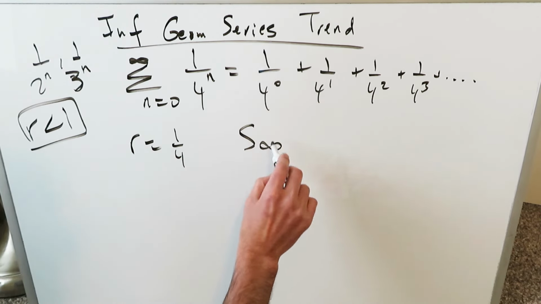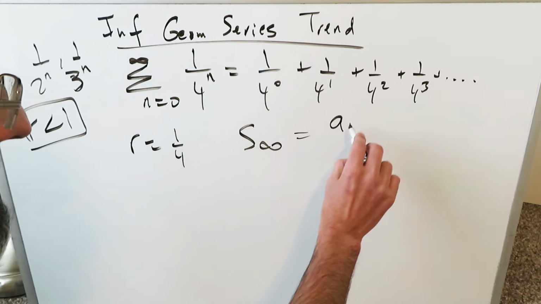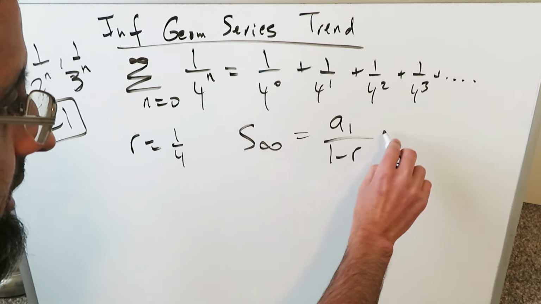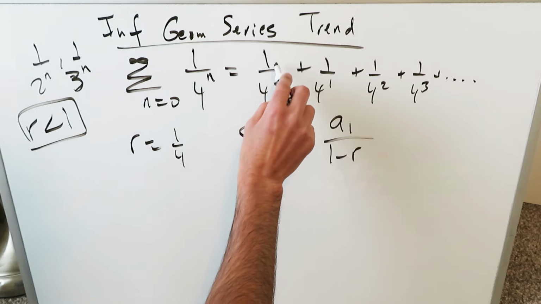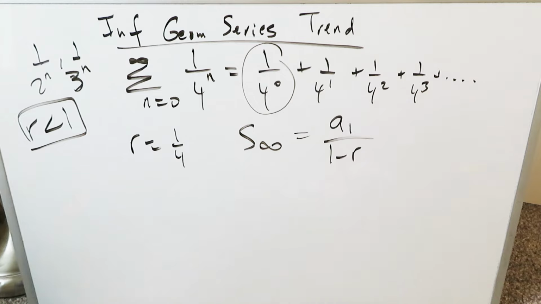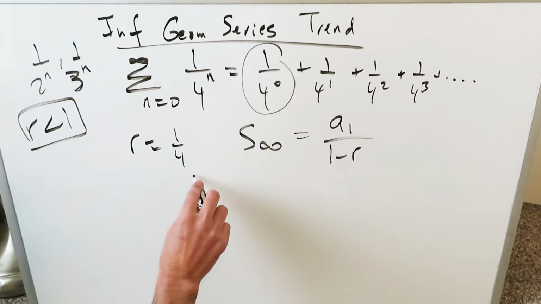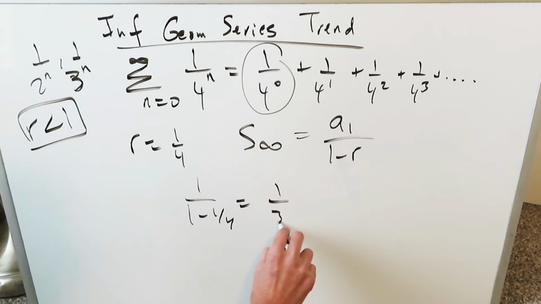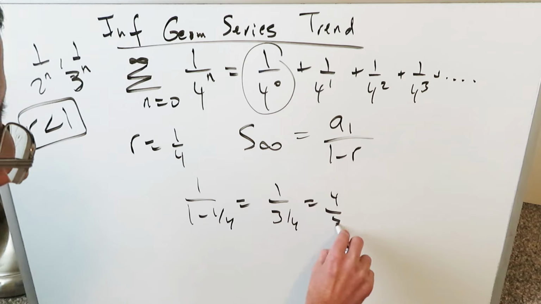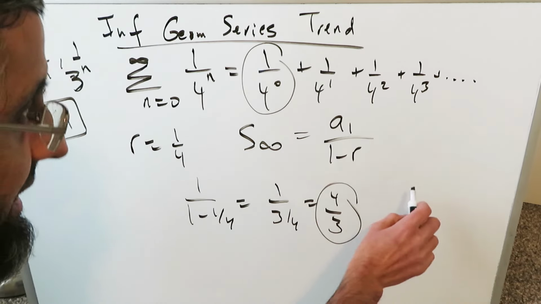What's our sum of series over here? The infinite sum of this series will be this formula: the a first term divided by 1 minus r. What's my a first term? For these types of convergent infinite geometric series, the a first term is always equal to 1 because it's 1 divided by some constant to the power of 0. It will be 1 divided by 1 minus 1 over 4, 1 over 3 over 4, and you're getting 4 over 3.